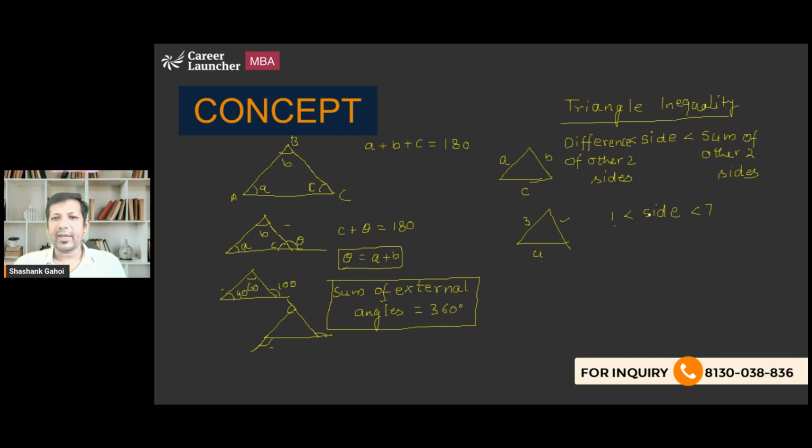It can take any number. It can be 2, it can be 3, it can be 4, it can be 5, it can be any other number. But it will always be greater than 1, and it will always be smaller than 7. So this is the basic concept of triangle inequality for the formation of a triangle.